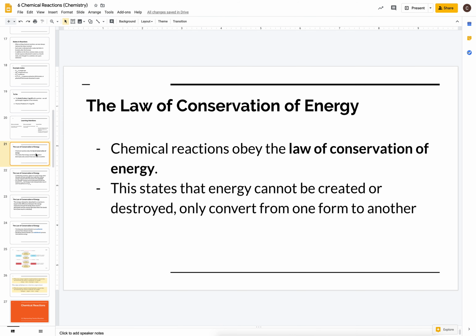So just like all other matter, chemical reactions must obey the law of conservation of energy. This is a description of physics and reality that says that energy cannot be created or destroyed. It can only convert from one form to another. So we can take light energy and turn it into electrical energy. We can take chemical potential energy and turn it into heat, but we can't just create heat out of nothing. It's not possible. Reality will not allow it.